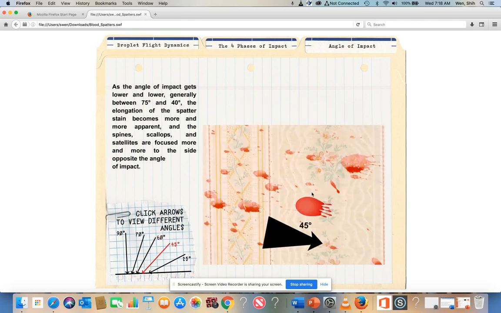At 45 degrees, really that scalloping becomes much more apparent. We also start to see a lot more satellites occurring, so you can see here lots and lots of different satellites.